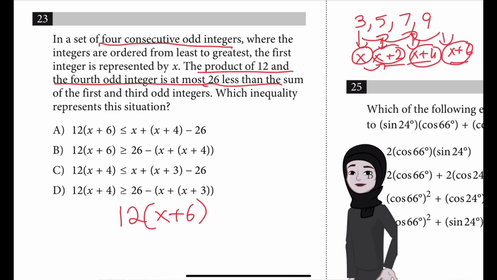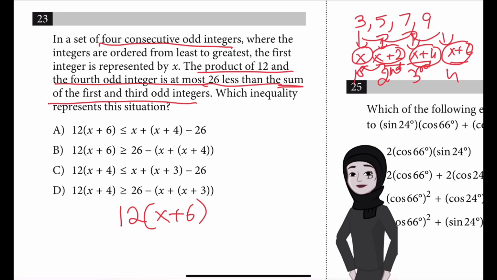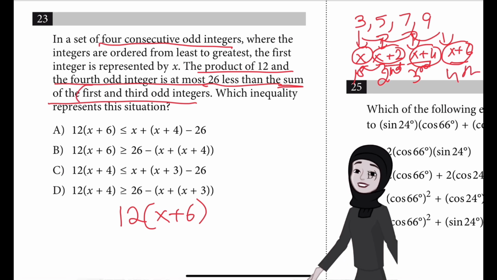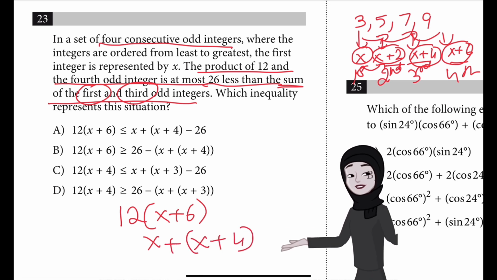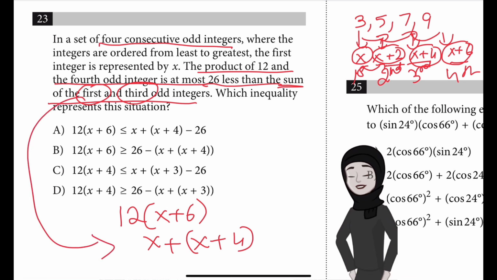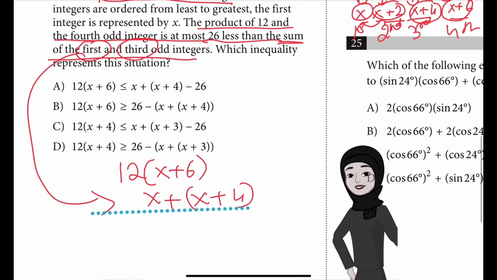It is at most 26 less than the sum of the first and the third odd integers. So that means we also need to see what the sum of the first and the third odd integers is. This is the first, this is the second, this is the third, this is the fourth. So the sum of the first and the third is x plus x plus 4. This is the sum of the first and third which they are talking about. So now let us combine this and write the inequality.